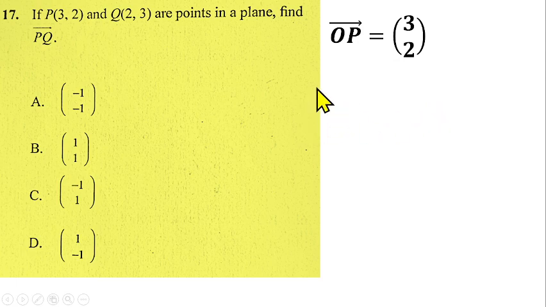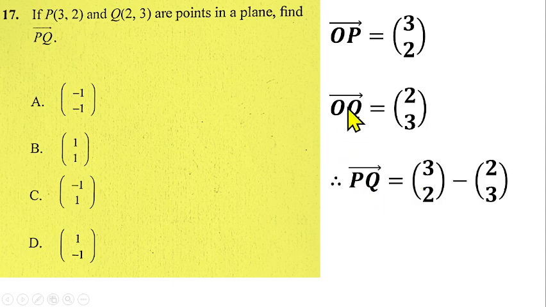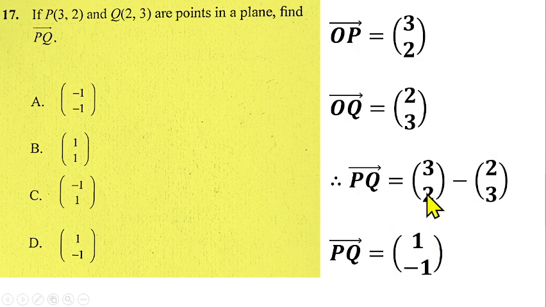Then from there, change this Q as well, to move from O to Q. So you have to change this coordinate to a column matrix. That gives us (2, 3) as well. Then from there we can now find the distance from P to Q. That should be this minus this. So that should give us 3 minus 2 gives us 1, and 2 minus 3 gives us minus 1. So which is option D.